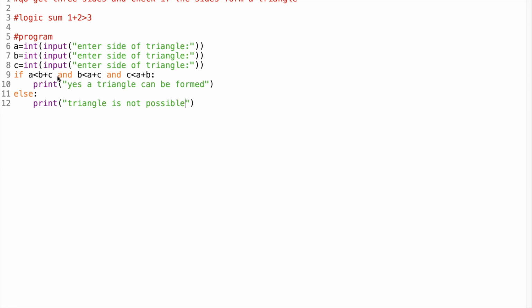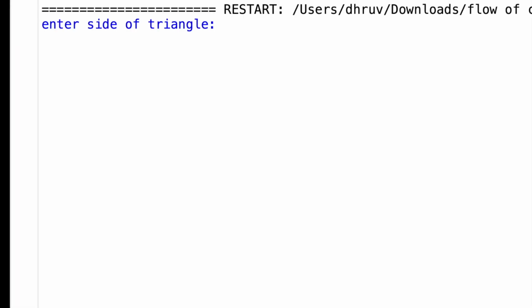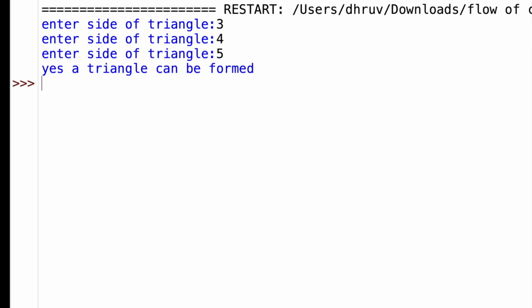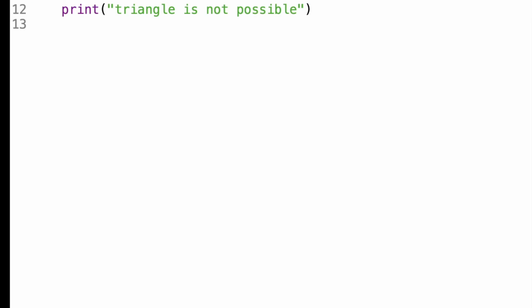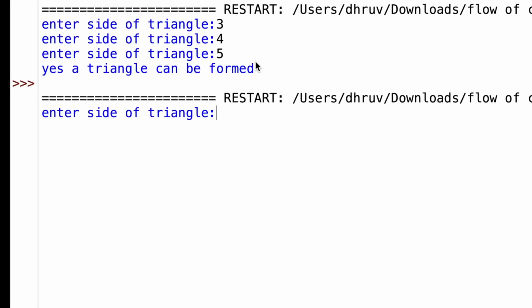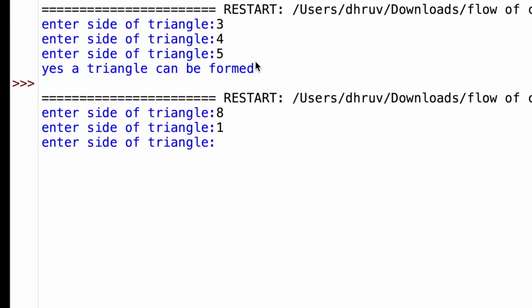Now let us see how this works. Let me enter the sides as 3, 4 and 5. Yes, a triangle can be formed. Now let me enter another set of values, which is 8, 1 and 2. It says triangle is not possible.